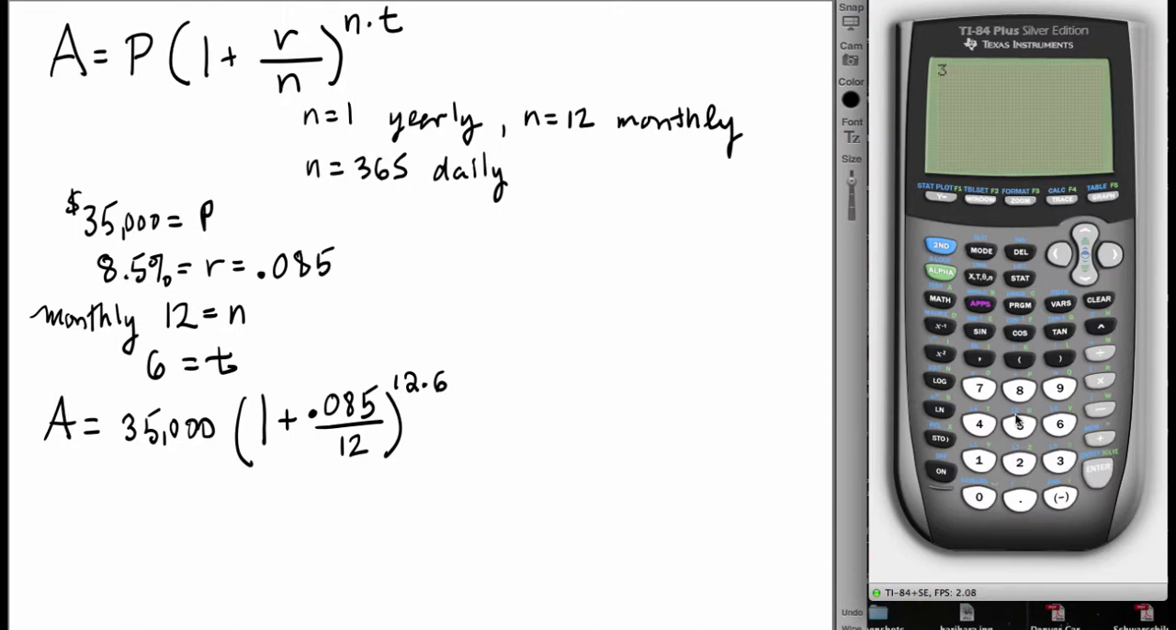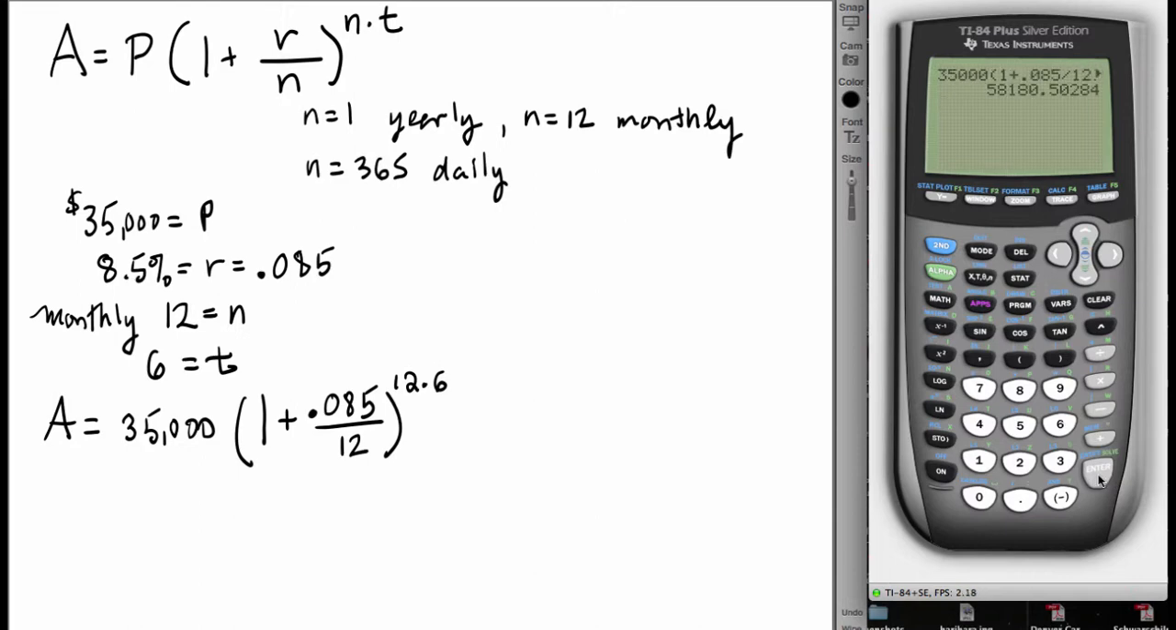First, put in the value of the principal, 35,000, times the quantity 1 plus the interest rate, 0.085, divided by the number of compounding periods, end parentheses, raised to the, now here's where you have to be cautious. If your calculator uses the math print, you don't really need to worry about order of operations, it'll be taken care of for you. But if not, you need to put parentheses around this 12 quantity, 12 times 6.